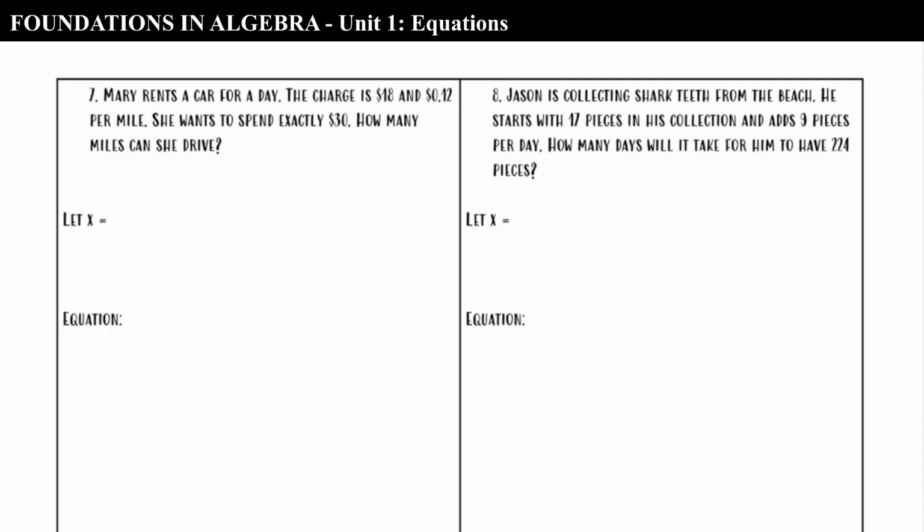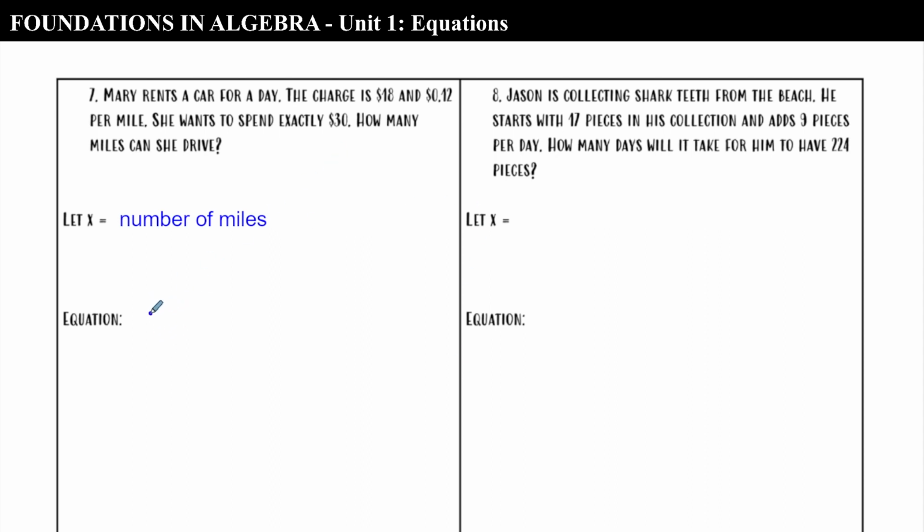Okay, number 7. Mary rents a car for a day. The charge is $18, and that's a one-time charge, and then it's 12 cents per mile. She wants to spend exactly $30. How many miles can she drive? So we're going to let x be the number of miles. And for our equation, we're going to set it up like this. And you'll probably notice that we are starting to see some themes.